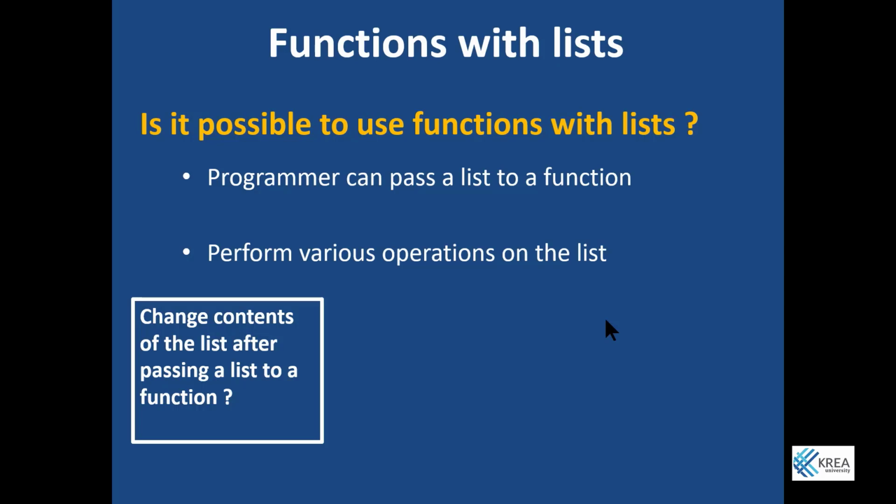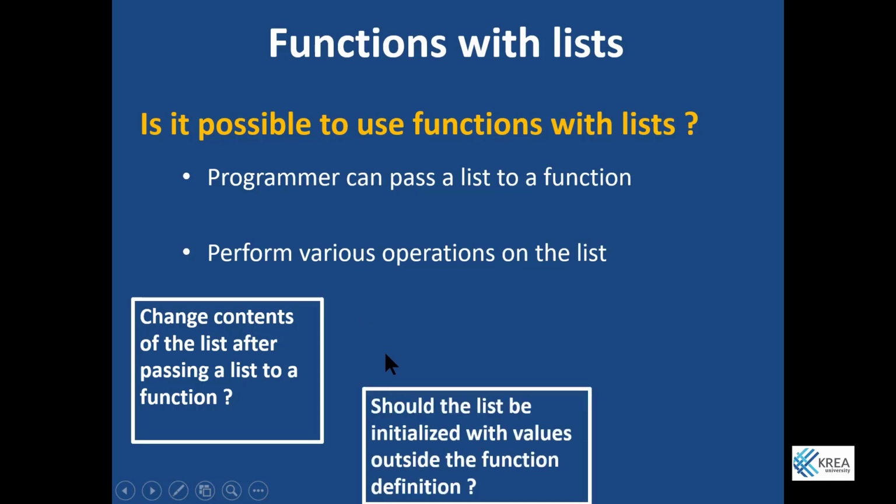Now that we have come to know that functions can be used with lists, there are a couple of questions which come to our mind. Can we change the contents of the list after passing a list to a function? As a separate list, we can do operations and modifications, but once a list is passed as an argument to a function, is it possible to change its value?